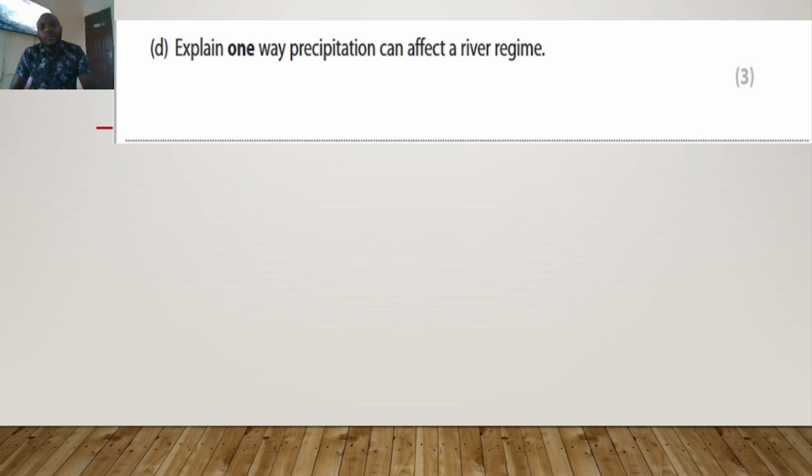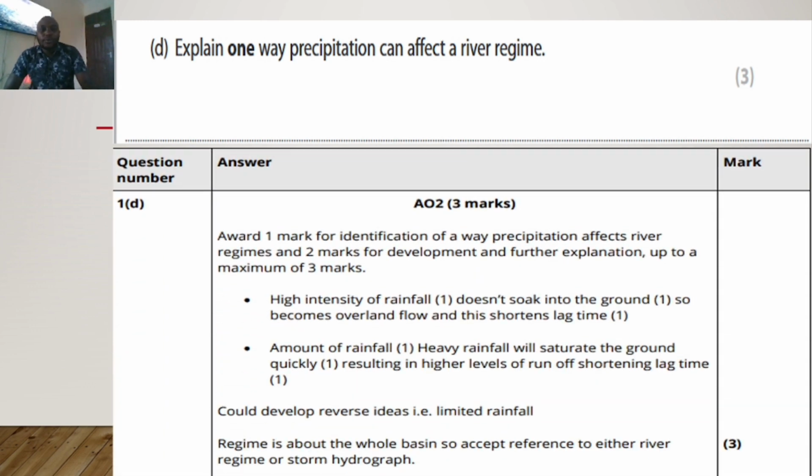Precipitation, what do you think will happen there? High intensity of rainfall doesn't soak into the ground. When the amount of rainfall is high, it won't allow water to sink, so it will reduce the lag time, and that will increase the river discharge, because when the lag time is shortened, the river discharge rises steeply.